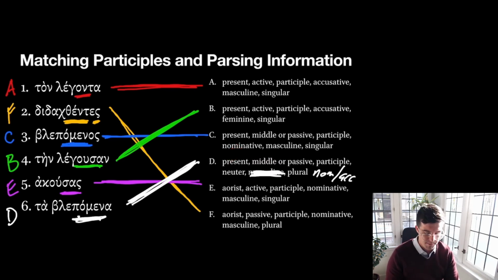But what we have here is a present, middle, or passive participle, neuter, plural, in the nominative or the accusative case. So based on the ta and the ending, we know it's nominative or accusative. We don't know which one. We can only determine that from the context of the sentence itself.